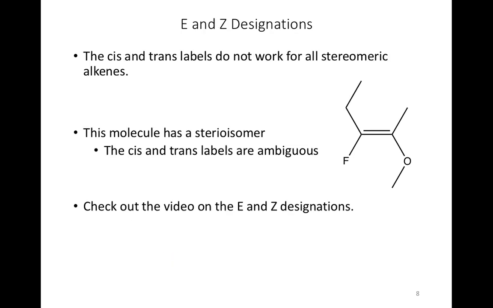Now, these cis and trans labels don't work for all stereoisomeric alkenes. This molecule, because it doesn't have identical groups on the different carbon atoms, right? I can't use my cis and trans labels. And so at the end of this chapter, we'll talk about the E and Z designations, and I have another video on that topic.